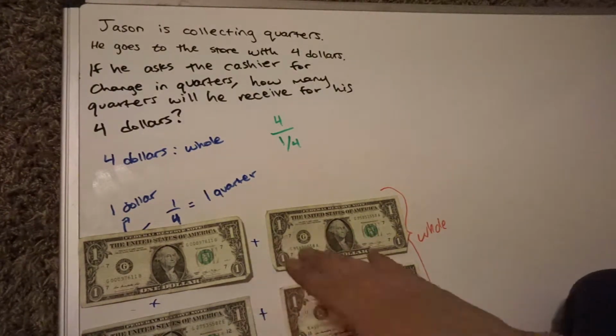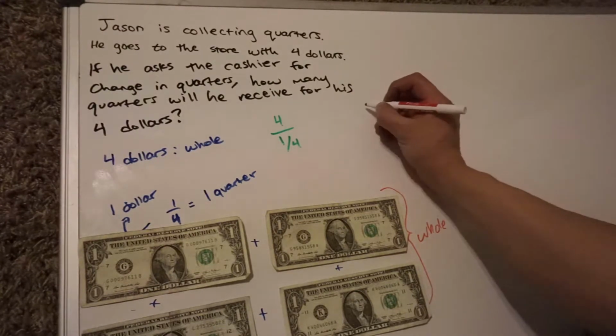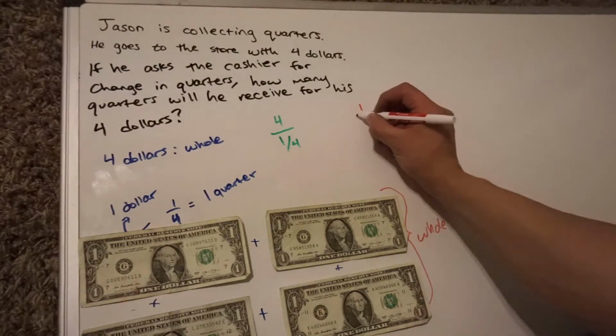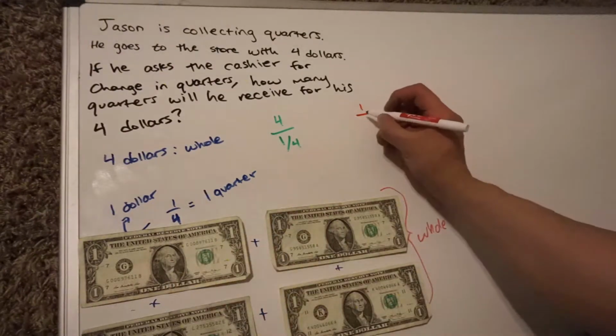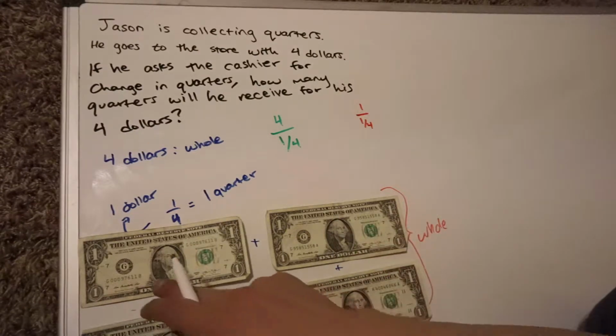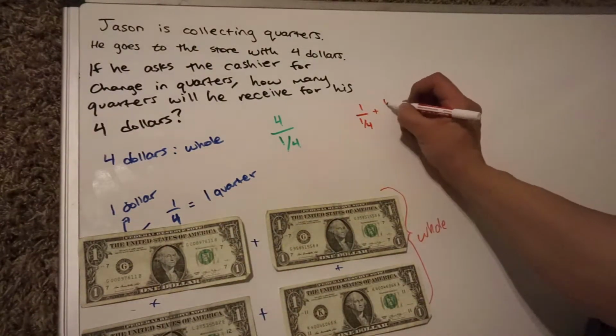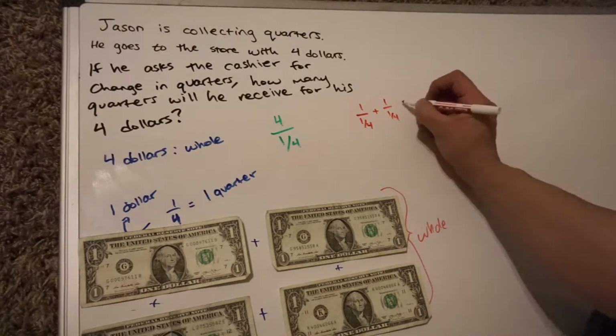So again, nothing's changed here. We've simply split up our whole. What that's going to look like from a numbers standpoint is 1, because we're looking at $1 here, divided by 1/4. How many quarters go into that dollar? And we notice that we split it up and we have $4, so that's going to be written 4 times.